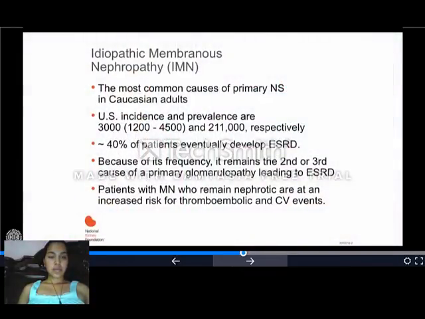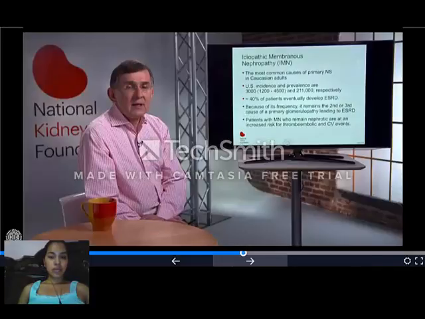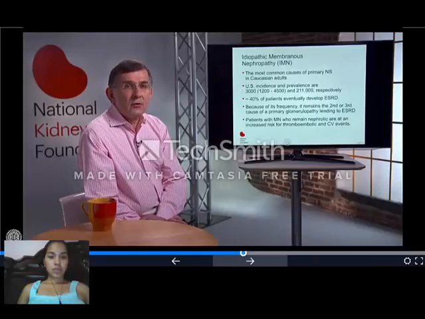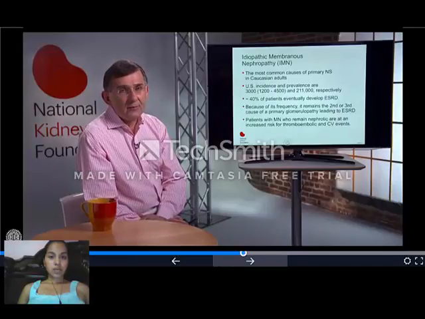Idiopathic or primary membranous nephropathy is the most common cause of primary nephrotic syndrome in Caucasian adults. The U.S. incidence and prevalence is estimated to be between 3,000 and 200,000 respectively. It's not quite a benign disease, in the sense that approximately 40% of the patients will eventually develop end-stage renal disease. It remains the second or third cause of a primary glomerulopathy leading to end-stage renal disease.